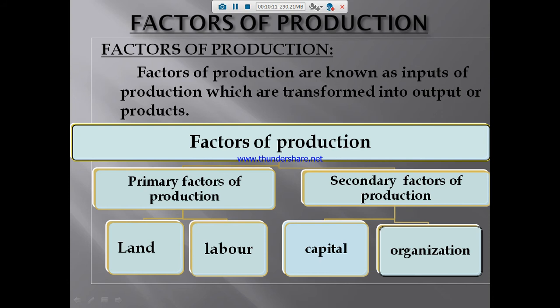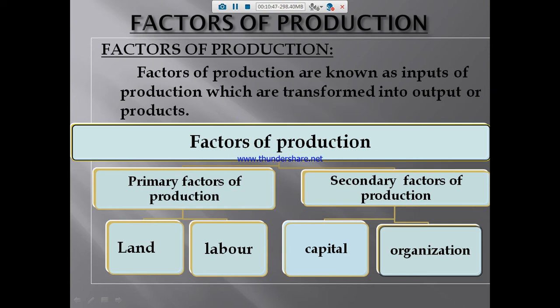Factors of production. So what is meant by the factors of production? The first time itself we had seen about it. So if we need to make sugar from the sugar cane, whatever things we need, labor, land and capital. Okay. See, factors of production means input for the production. Factors of production are known as the input of production, which are transformed into the output of products. Did you understand that?